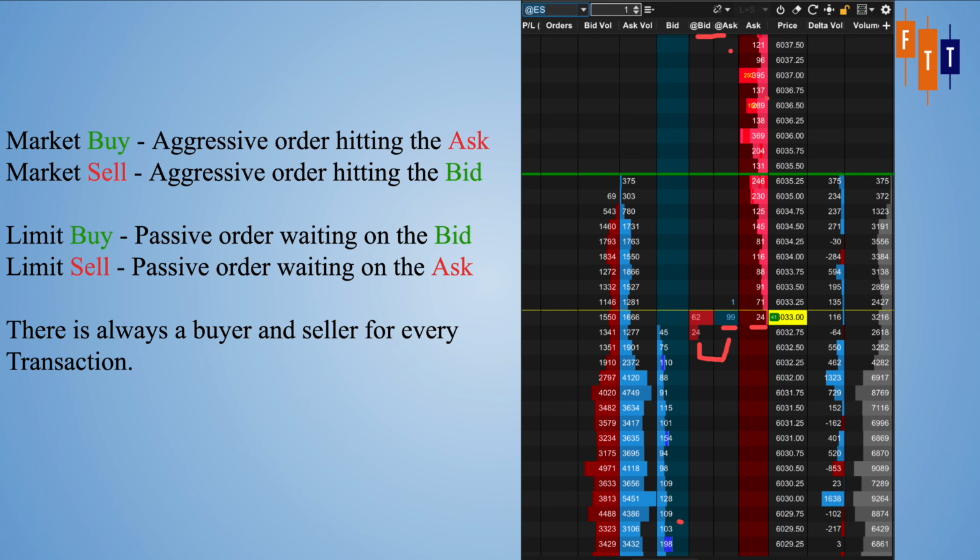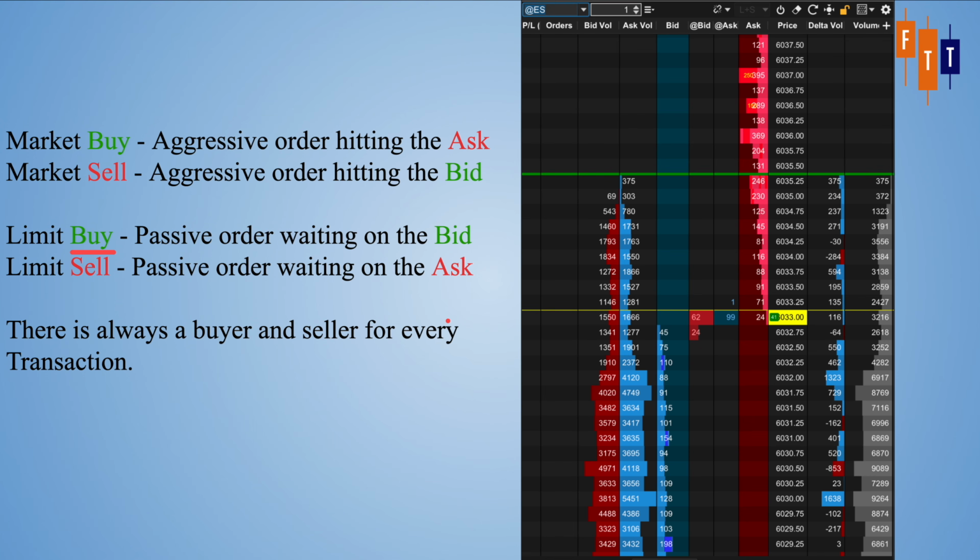If you are passively selling, if you have a limit order and you're limit selling, you're a passive participant, and if you're a limit buyer, you're a passive participant. And if you are a market buyer, you are an aggressive buyer. If you're a market seller, you're an aggressive seller. These market sells hit the bid, and these market buys hit the ask. A market order fills a limit order. So a limit buy order is passive on the bid, limit sell is passive on the ask.